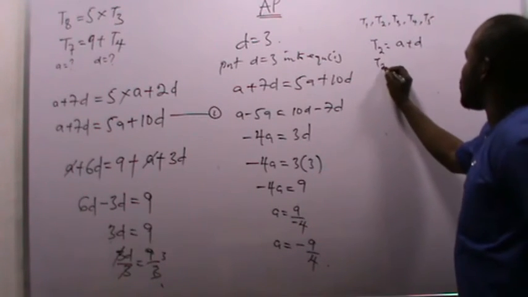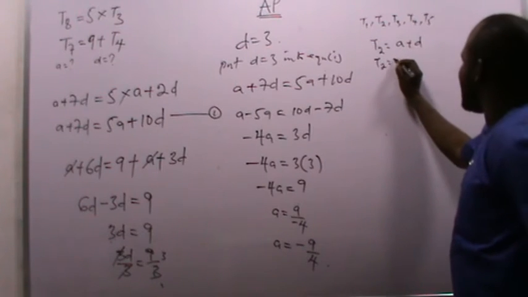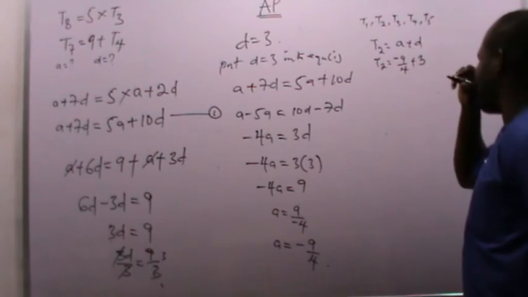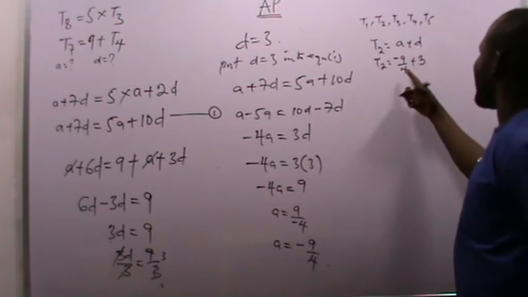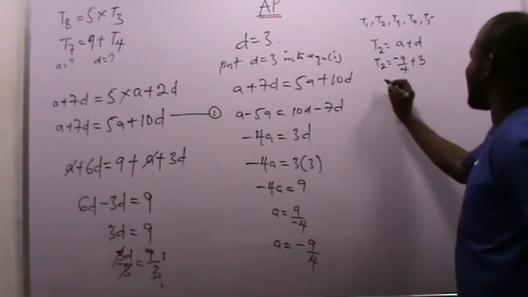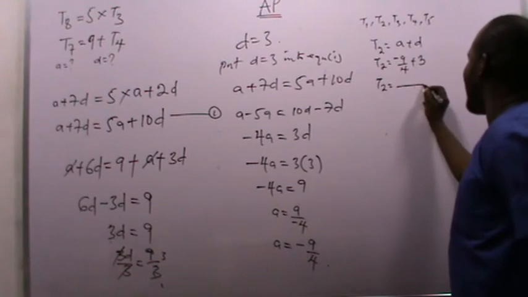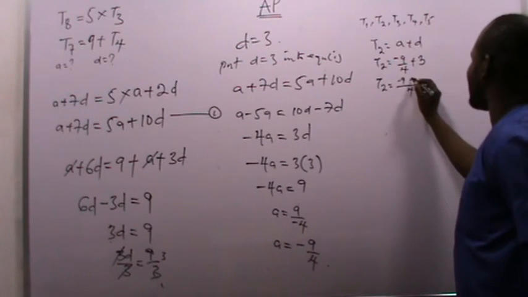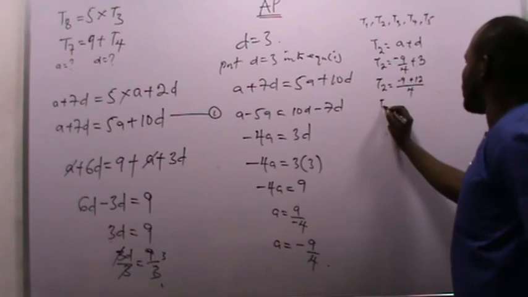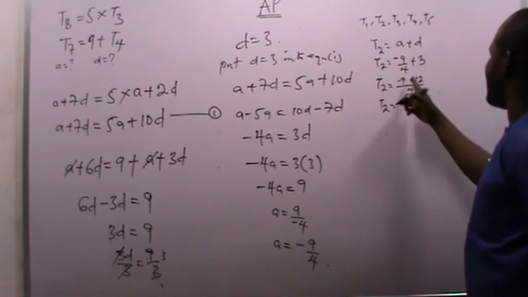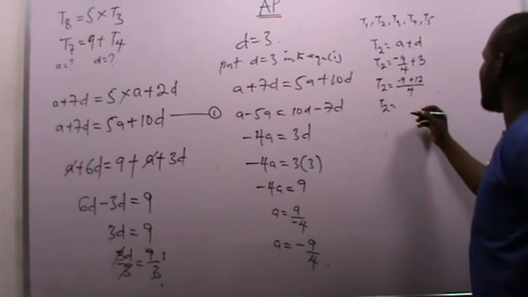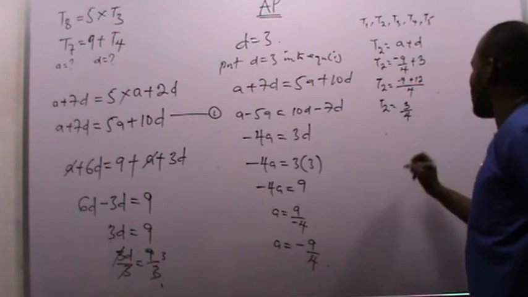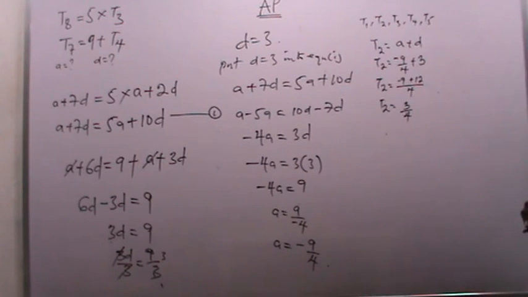So your T2 will be A. What is A? Minus 9 over 4 plus D, which is 3. So what do we have here? Minus 9 over 4 plus 3. So your T2 will be, LCM 4. This is minus 9, this is 12. So your T2 will be this plus this. That will give me 3 over 4. So that's our T2, 3 over 4.